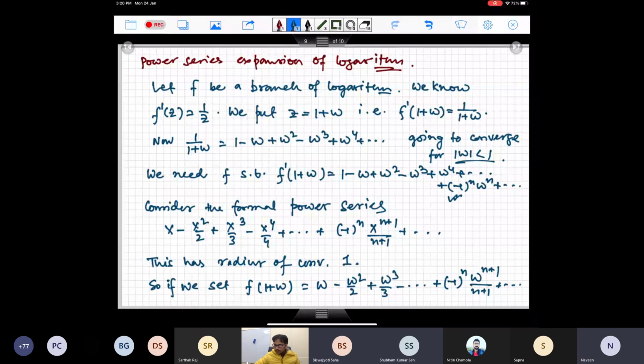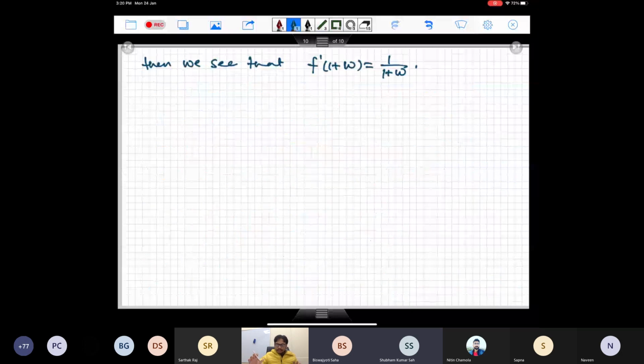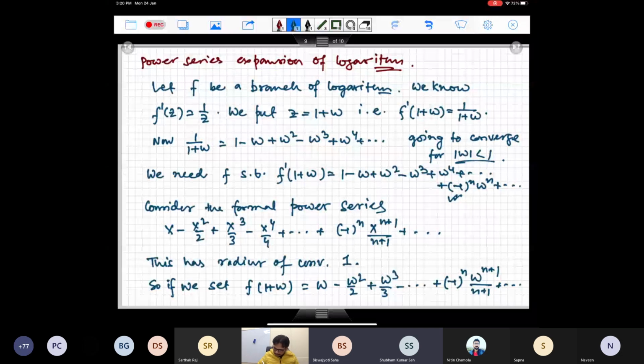Okay, so I have chosen a formal power series, and its derivative is this one. If I think of the logarithm, whatever I should have, that one, and the function given by this particular power series can at most differ by a constant, because both of them give the same derivative.